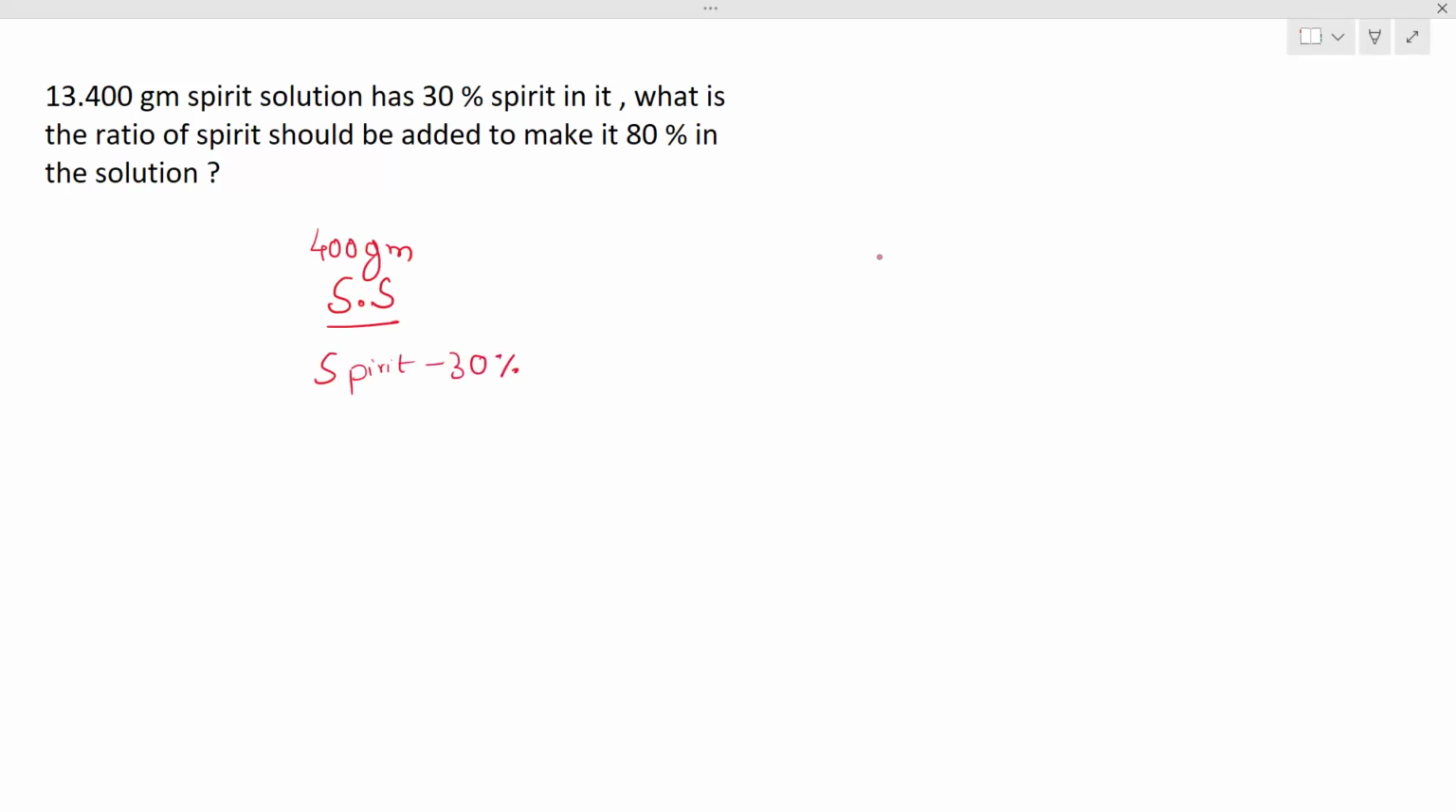What is the ratio of spirit that should be added? What is being added here? Concentrated spirit, or just spirit, is being added. What is the ratio of spirit that should be added to make it 80% in the solution? We have to make it 80% in the solution. This 80% is the combined average. True or false? Yes or no? Yeah. Now, what do I get here?